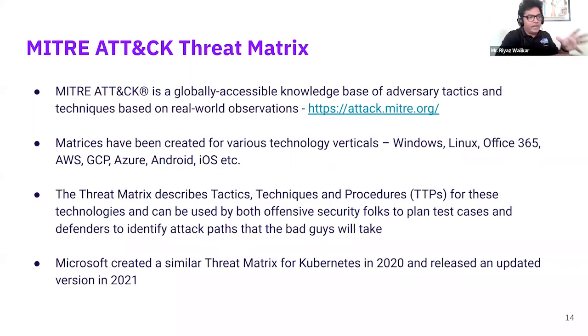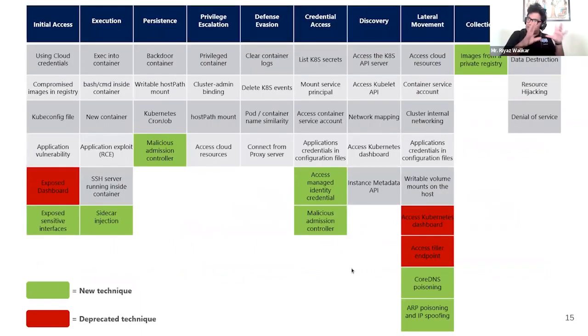Microsoft created a similar threat matrix for Kubernetes in 2022. The Kubernetes threat matrix is not hosted on attack.mitre.org. You'll find it on the Microsoft blog. You can just Google for Kubernetes threat matrix by Microsoft. They released an updated version in 2021. This is what it looks like, and it's based on the MITRE framework model as well.